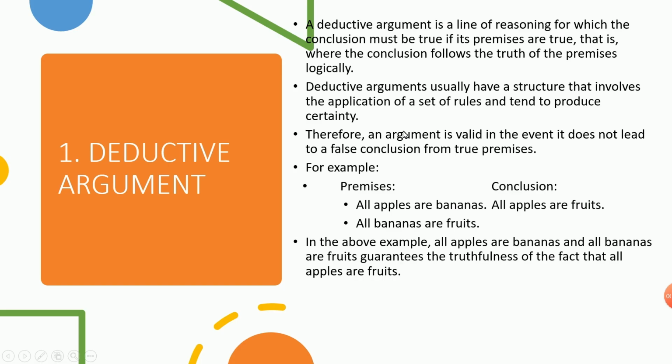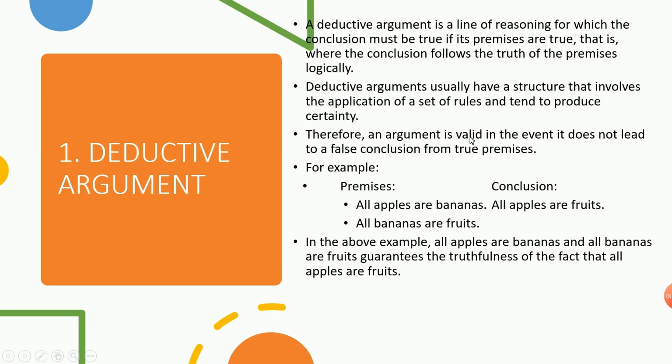Like I said, you have to follow the facts sequentially. So here they have given an example: all apples are bananas. That is the first premise. And all bananas are fruits. So since all apples are bananas, then all apples are fruits. That's the conclusion here. So all apples are bananas, all bananas are fruits. Now this is automatically deduced to all apples are fruits. So that's how the conclusion is formed.